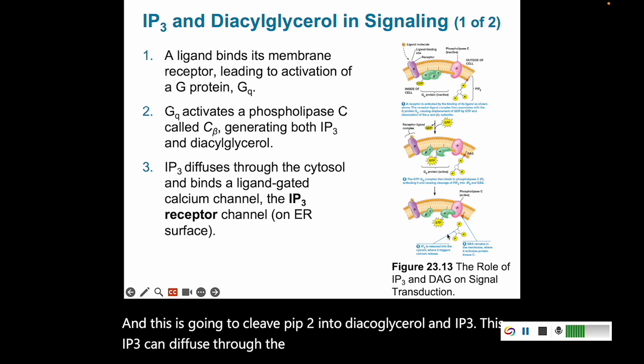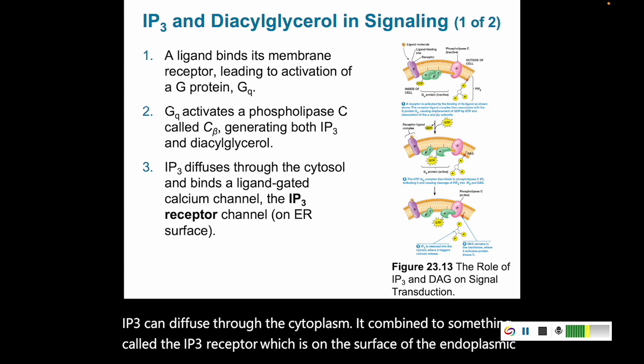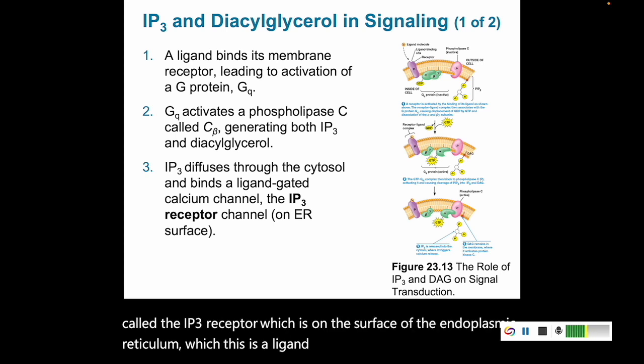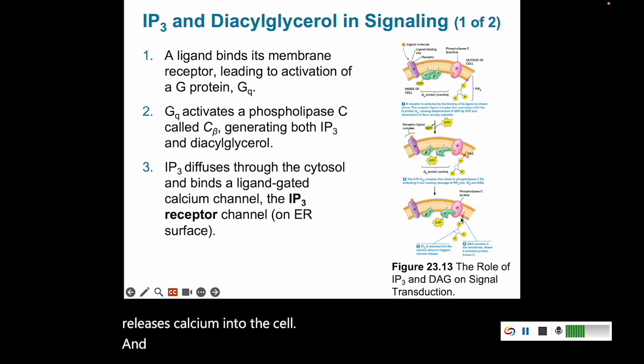It can bind to something called the IP3 receptor, which is on the surface of the endoplasmic reticulum. This is a ligand-gated calcium channel, which releases calcium into the cell. And DAG will remain on this membrane here. It is embedded in the membrane and can activate protein kinase C.